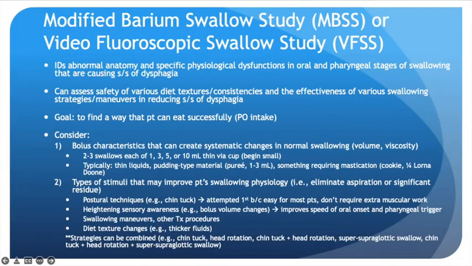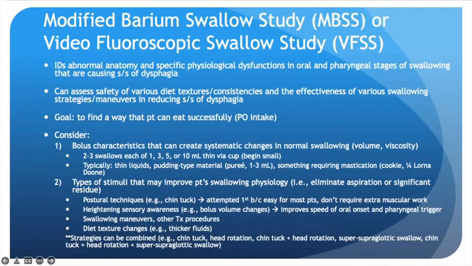So the modified barium swallow study, MBSS, or videofluoroscopic swallow study, or VFSS. So this identifies abnormal anatomy and specific physiological dysfunctions in oral and pharyngeal stages of swallowing that are causing the signs and symptoms of dysphagia. So this can assess the safety of various diet textures or consistencies and the effectiveness of various swallowing strategies or maneuvers in reducing signs and symptoms of dysphagia. So the goal is to find a way that the patient can eat successfully.